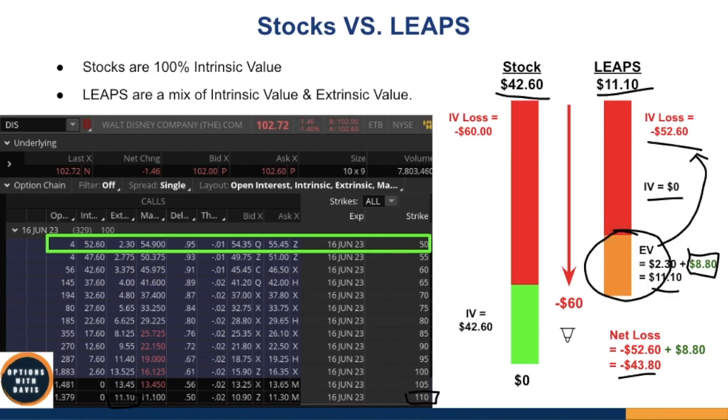So on the upside, you make more because you are actually paying less. And on the downside, you actually lose less compared to buying shares outright because you have this extrinsic value to cushion you. So I hope you understand a little bit better about LEAPS and why this can be a very fantastic tool for you, especially if you look to get into that particular stock for a long period of time, about a year or 2 years or so. So you might want to consider buying LEAPS rather than just buying shares outright.